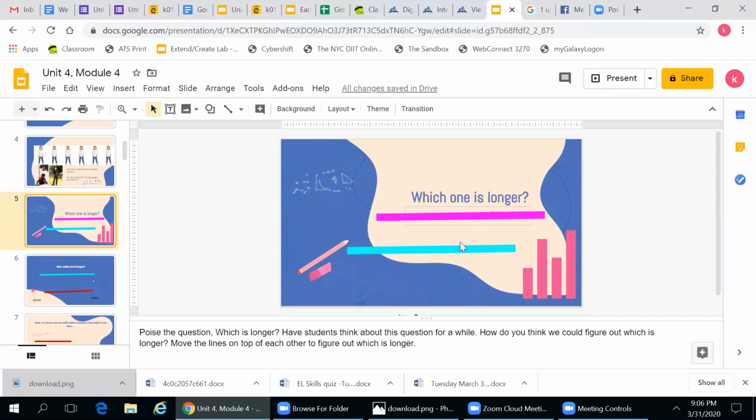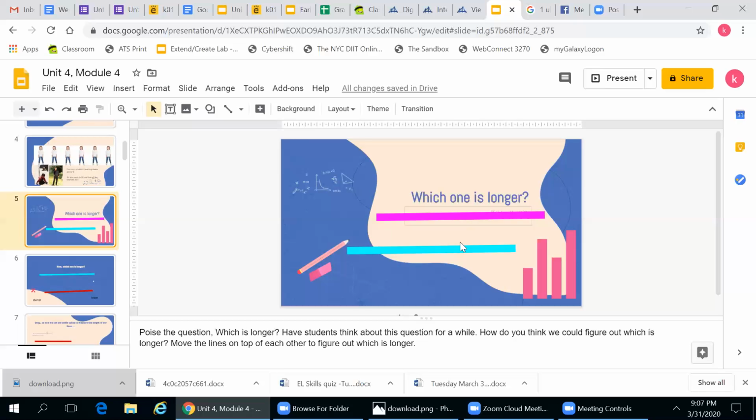Okay. So I'm wondering, since we can't tell right now which is longer, how do you think we could figure this out? How do you think we could figure out which is the longer line? I don't know. Well, I could get out my ruler and measure the slide.